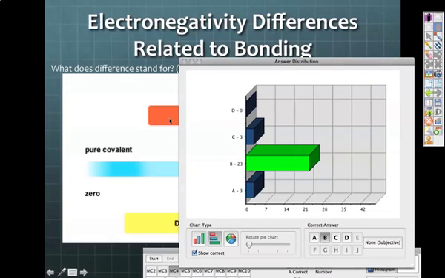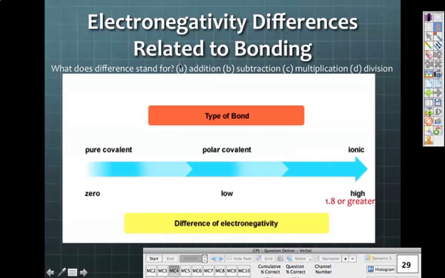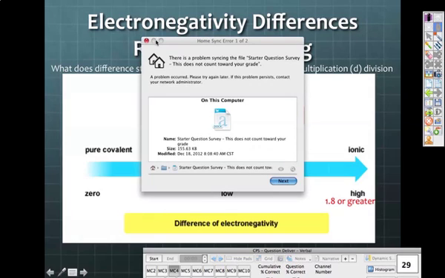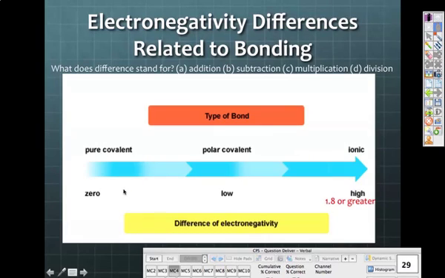Good, the majority of you got it. Differences, we're talking about subtraction. So we're going to take the values that we have on this chart and do some subtraction to figure out whether the bonds are going to be pure covalent, which has zero difference in the electronegativities. When I'm looking at a bond between two different elements, we're looking for 0 for pure covalent. Ionic is when we have a 1.8 difference or greater. Polar covalent is anywhere in between, so anywhere between 0 and 1.8. And you will want to memorize those numbers.